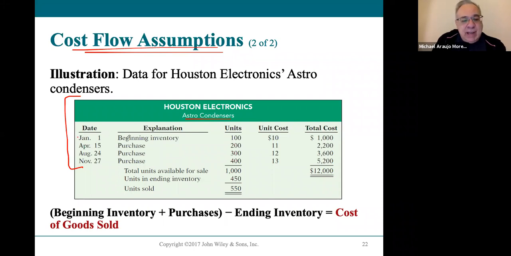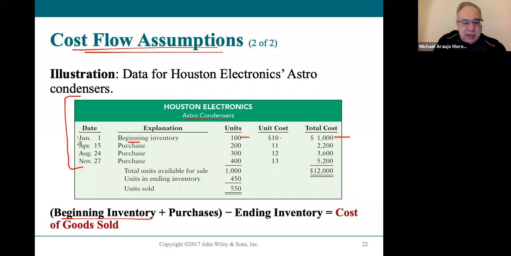They have beginning inventory. So they have 100 of these astro condensers already in inventory. They paid $10 each for those astro condensers, so they actually start the year with $1,000 of inventory. So the beginning inventory is the $1,000 of inventory, which is 100 units of these astro condensers.